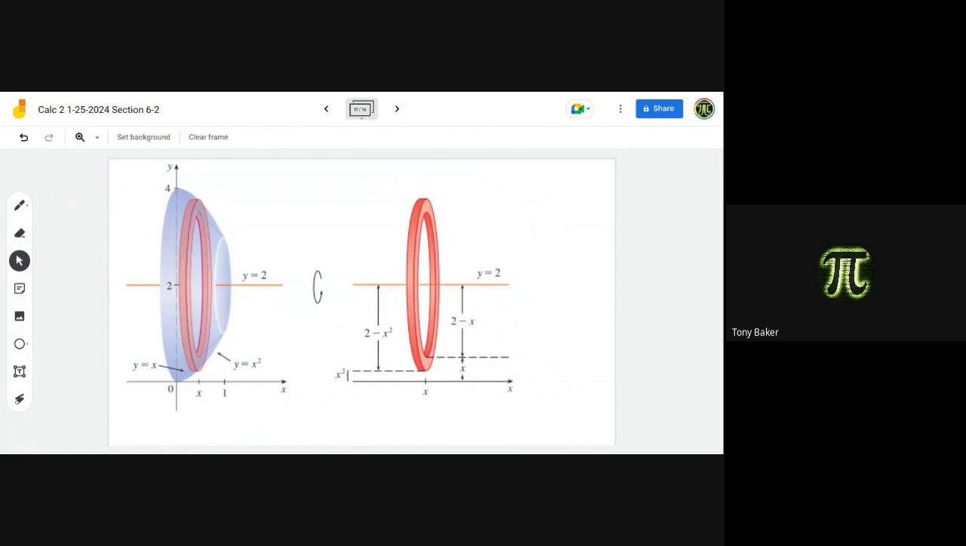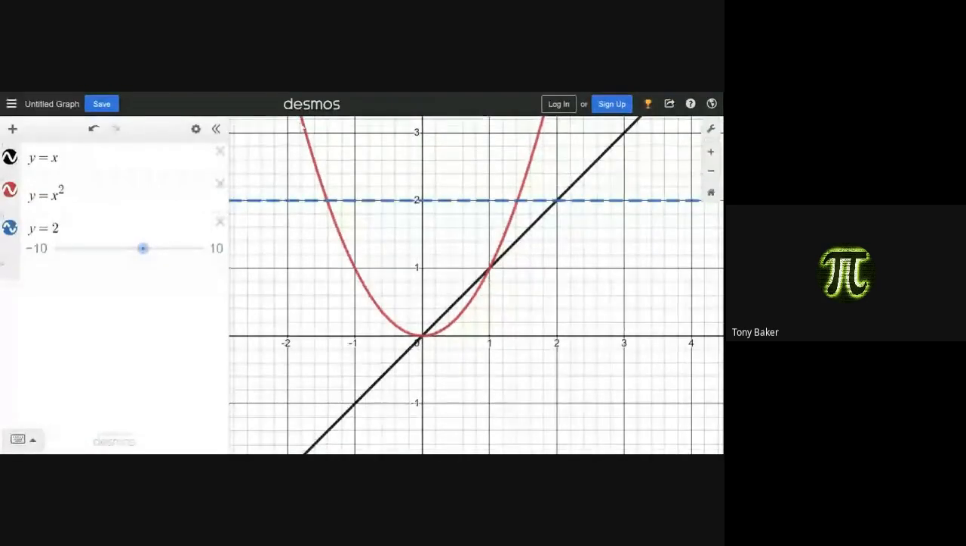Okay, but this time, we're taking this little chunk and we're rotating around that line.